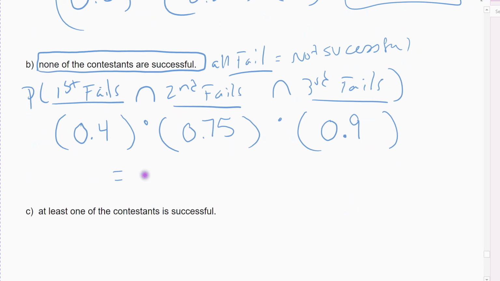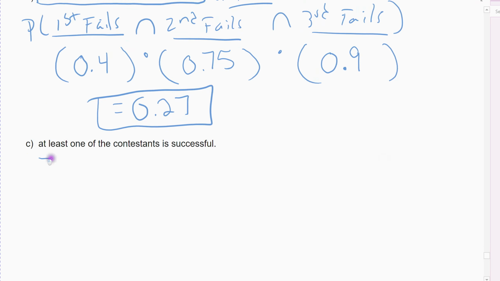If you multiply that out, it comes out still not a great probability. 27% chance, 0.27. So based on their stats, there's a 27% chance all three of them will come out and miss the free throw based on their statistics.